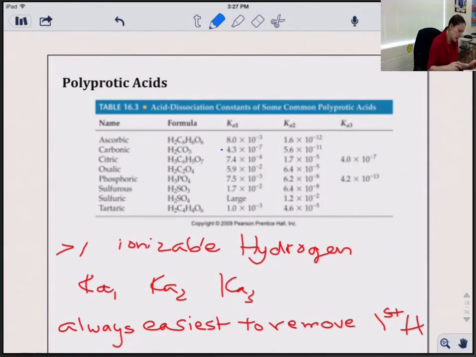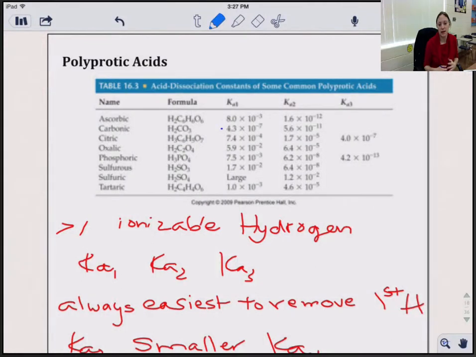Okay, the last thing we're going to look at is polyprotic acids. Polyprotic acids are things that have more than one hydrogen, and they're written to be more than one ionizable hydrogen. You can have Ka1, Ka2, Ka3. It doesn't really matter how many. It is based on what the acid itself is, whether I have H2SO3 or whether I have H3PO4. So that's what the different Kas are for.